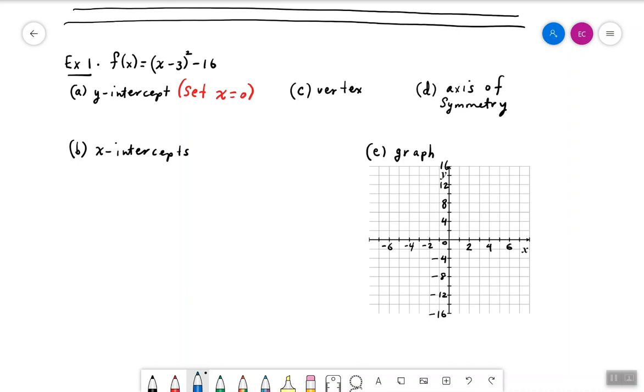And so then that would give us f of 0, right? In function notation, x gets replaced by 0, and then in the formula, 0 minus 3 squared minus 16. Negative 3 gets squared to make positive 9. 9 minus 16 is negative 7. And so we can write our y-intercept as an ordered pair. X was 0, and the corresponding y was negative 7.